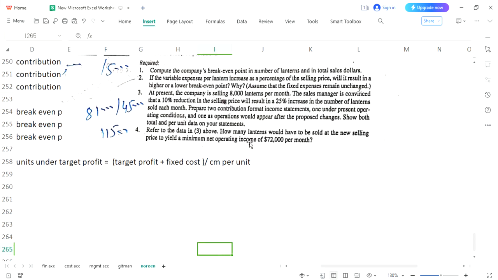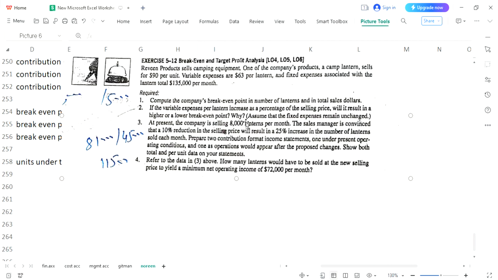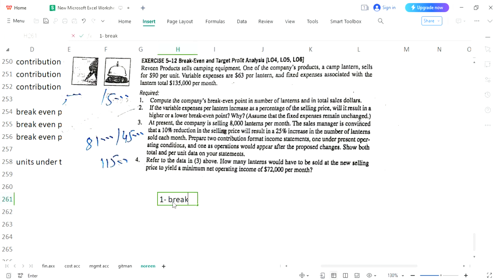Okay, so now we will be concentrating upon our question. This is exercise 5.12. We will understand what is written over here, but after looking at the requirement. Compute the company's break-even point in numbers and sales. So our first requirement has arrived. We need to calculate our break-even point, but in terms of numbers or units. That is our requirement. How do you calculate?